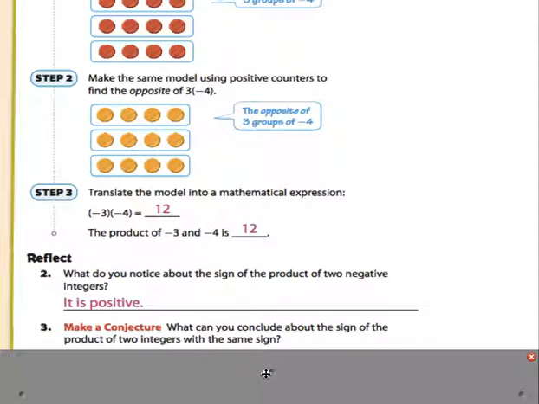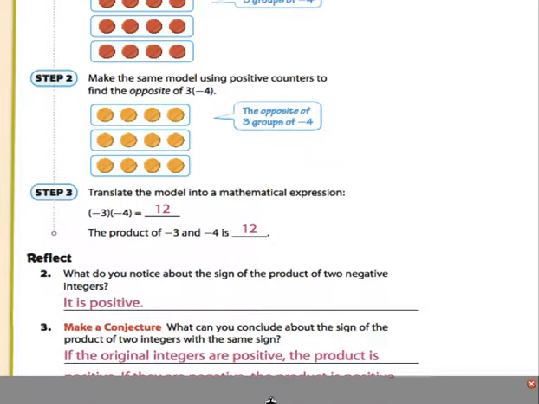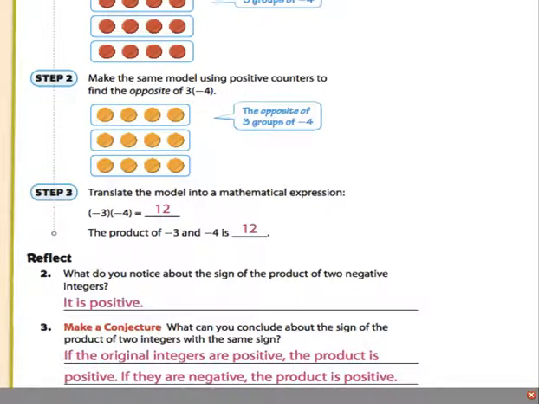Number 3. What can you conclude about the sign of the product of 2 integers with the same sign? If the original integers are positive, the product is going to be positive. If they are negative, the product is going to be positive. So multiplying two positive numbers, you get a positive answer. If you multiply two negative numbers, then you also get a positive answer.